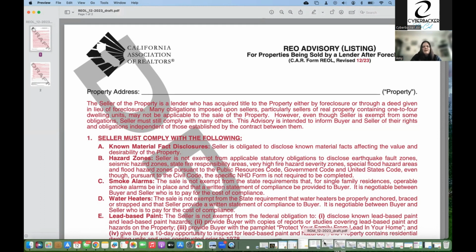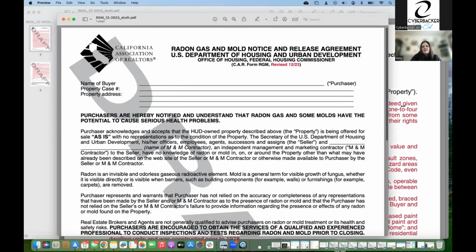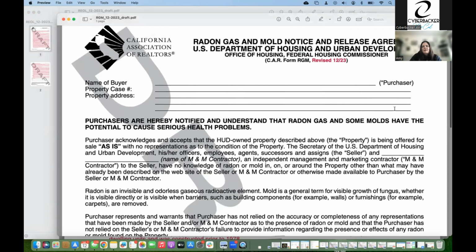We have the RGM. This is our radon, gas, and mold notice and release agreement for the U.S. Department of Housing and Urban Development. Now, the only time that we would utilize this is if your buyer is buying a property that has been foreclosed by an FHA loan. I think that is the only one that falls underneath this. Okay, purchaser acknowledge. And just so you know, it's always disclosed in the MLS if it's a HUD-owned property.